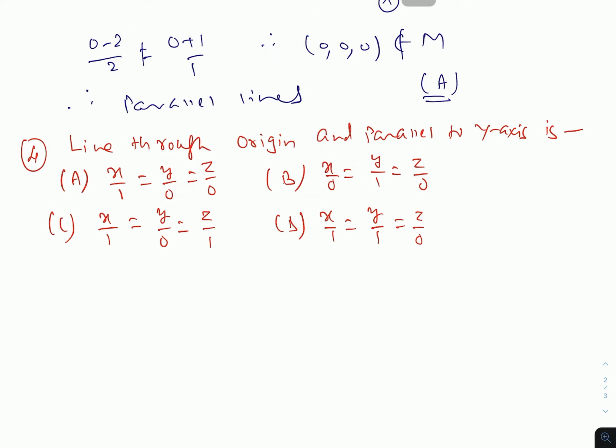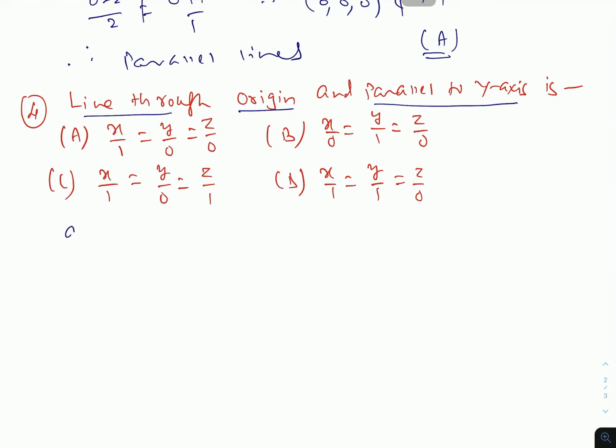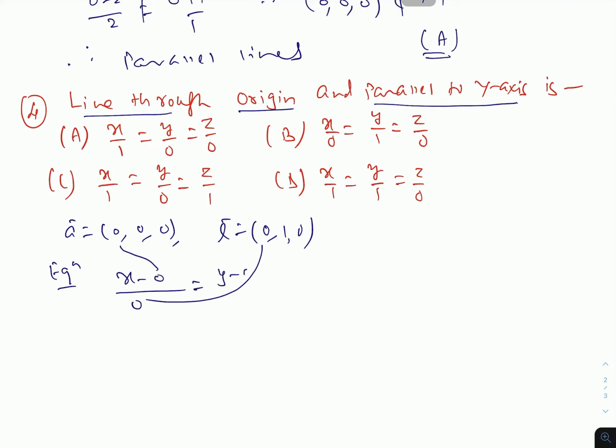So the question is a line through the origin and parallel to the y-axis. Through the origin, so a bar is 0 0 0, and if it is parallel to the y-axis, then the direction is 0 1 0. So what is the equation now? The equation is (x minus 0) upon 0 equal to (y minus 0) over 1 equal to (z minus 0) over 0. So we are having x by 0 equal to y by 1 equal to z by 0. So option B is the answer.